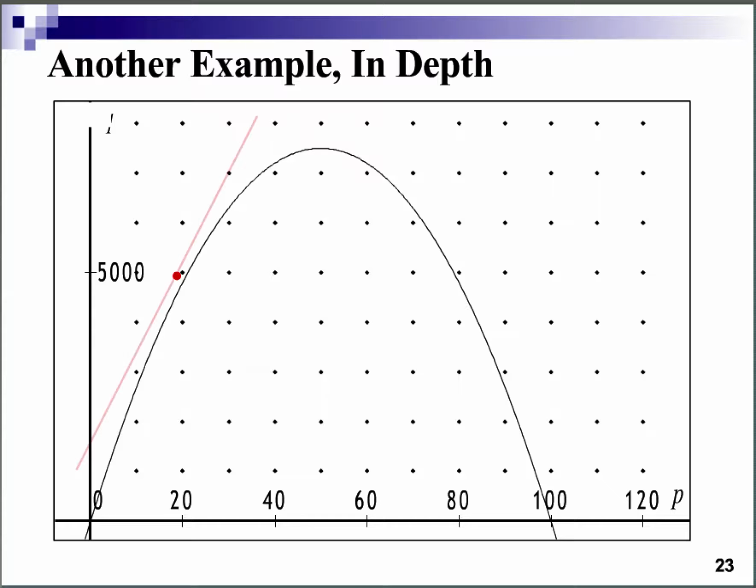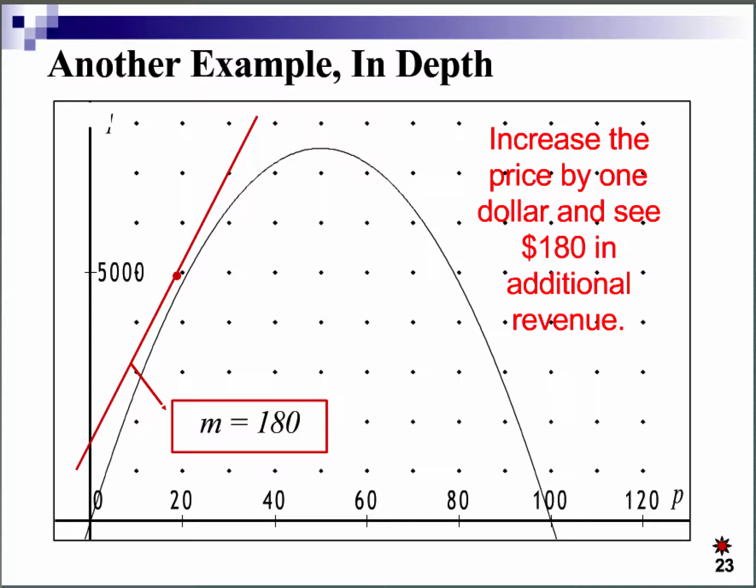So that matches. And then if you were to draw a tangent line at that particular point, this is going to give you a measurement of the rate of change. We just calculated the marginal revenue at 20. We found that it was 180. And so at that particular price point of $20, what we see then is that if we were to increase the price by $1, then we would see $180 in additional revenue.